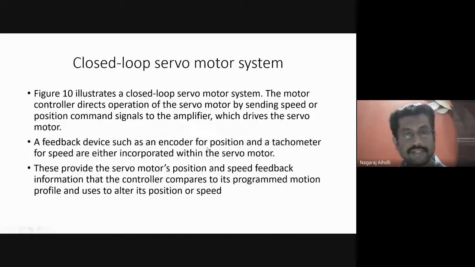A feedback device such as an encoder for position and a tachometer for speed are either incorporated within the servo motor. These provide the servo motor's position and speed feedback information that the controller compares to its programmed motor profile and uses to alter its position or speed.